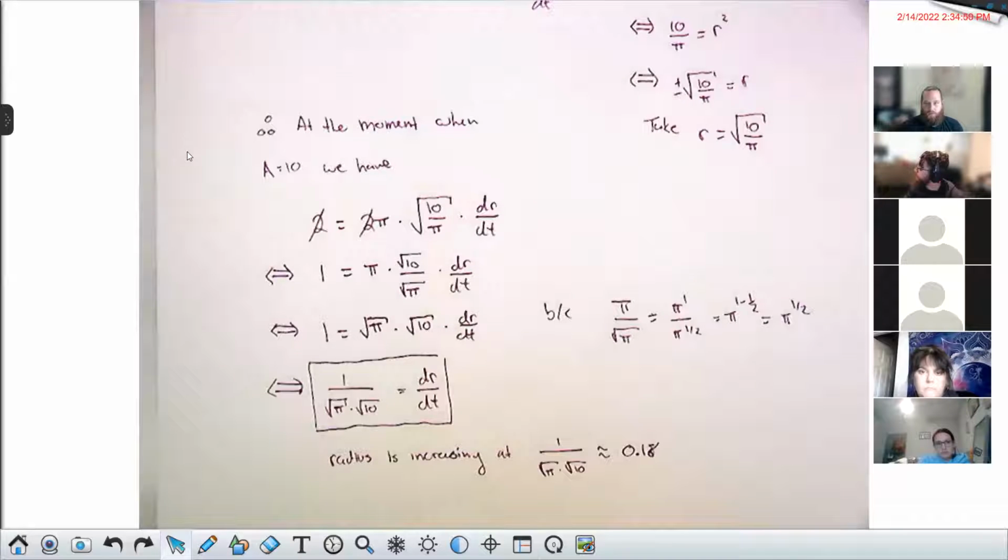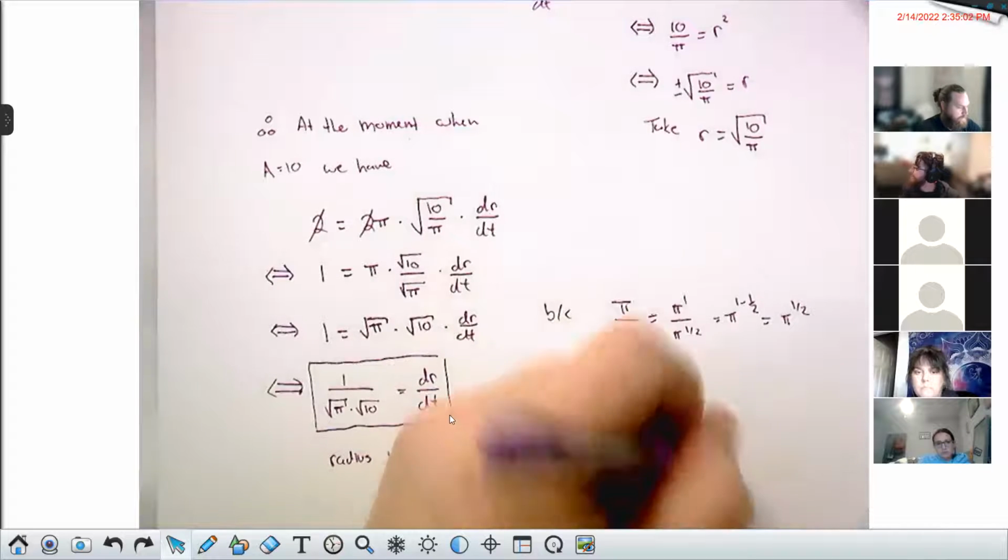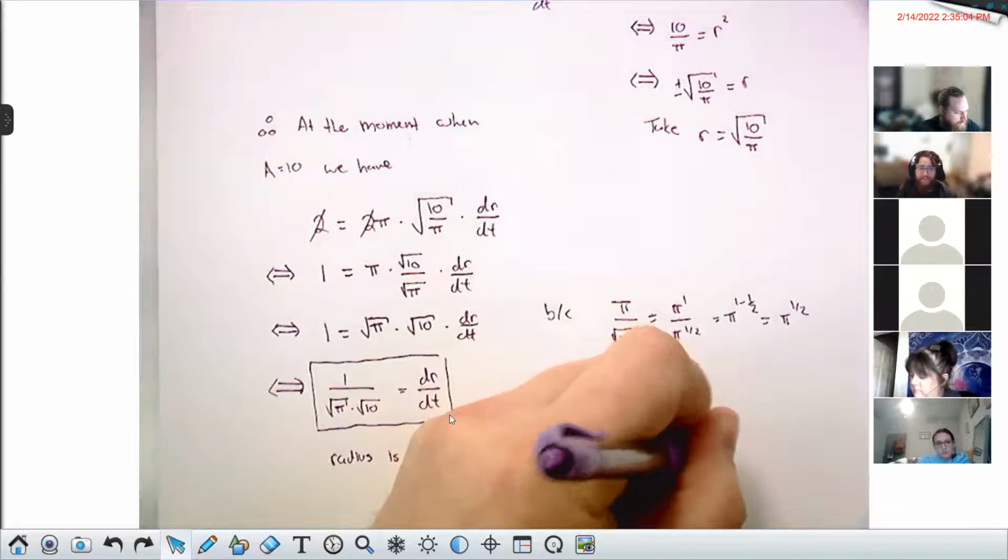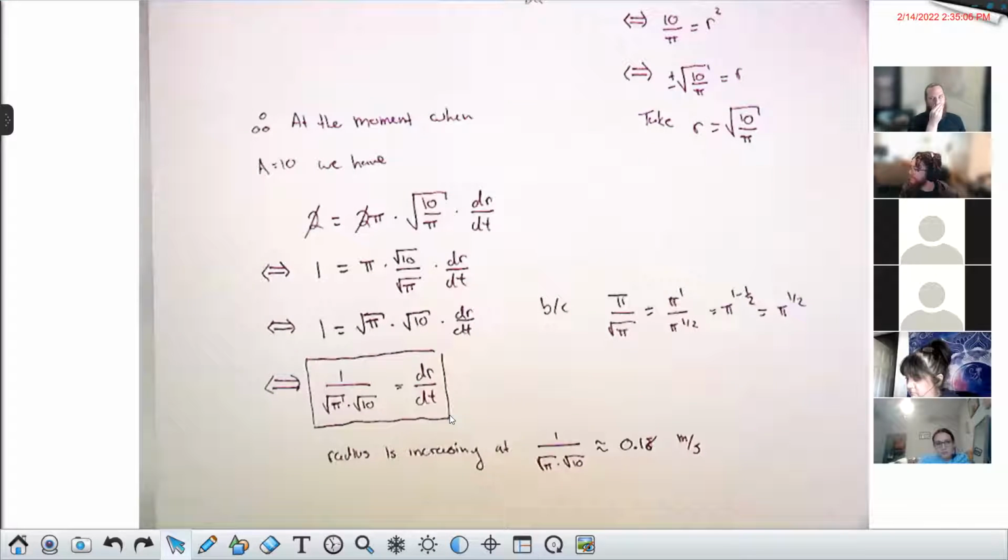And remember, the radius is being measured in meters and time is being measured in seconds. So this derivative dr/dt would have units meters per second. So about every 5 seconds, the radius of the spill increases by 1 meter. That's the rough interpretation.